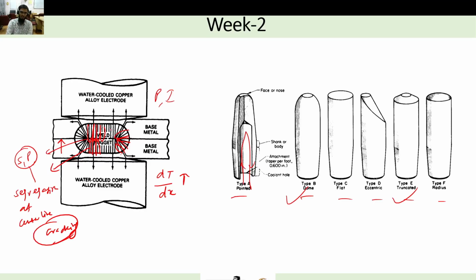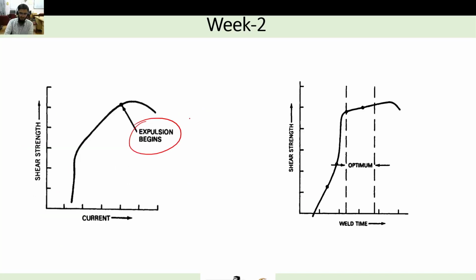If you increase the current more and more, the nugget diameter will increase, and it will exceed the thickness of both the sheets. Let's say this is T and T, so 2T. The nugget diameter on this side will be more than 2T, so the liquid metal will be expelled out, which is not at all desirable. Expulsion will happen at a certain current, and that critical current is called Imax. You have to use the current below Imax only, otherwise this defect will come into the picture.